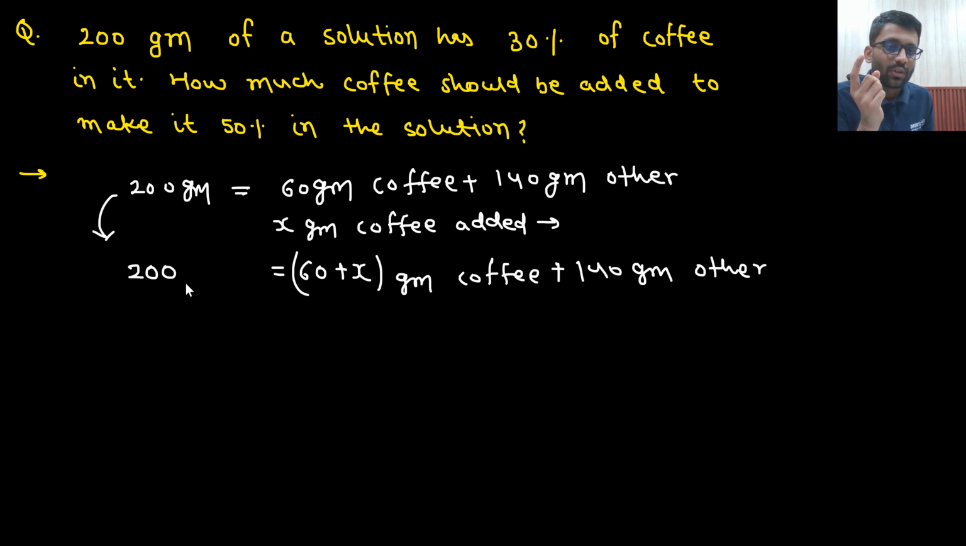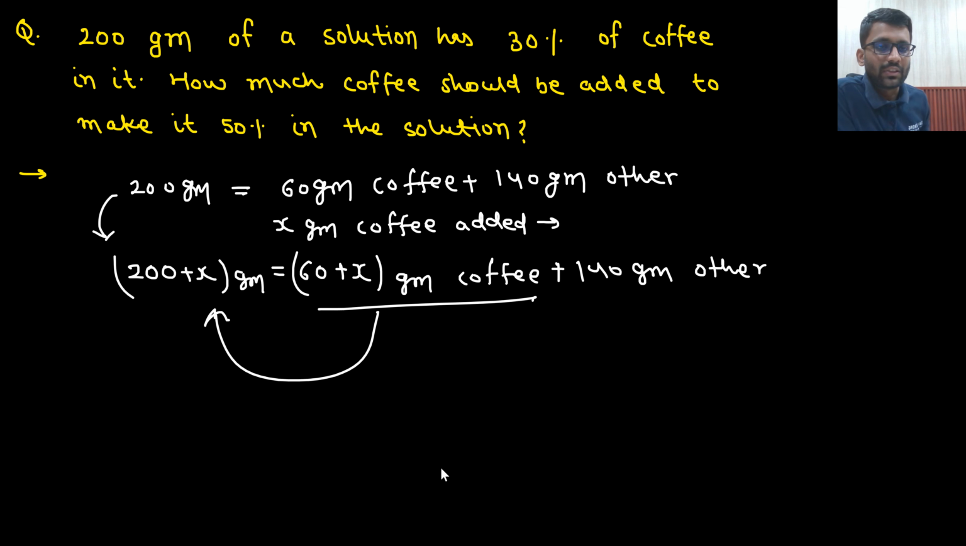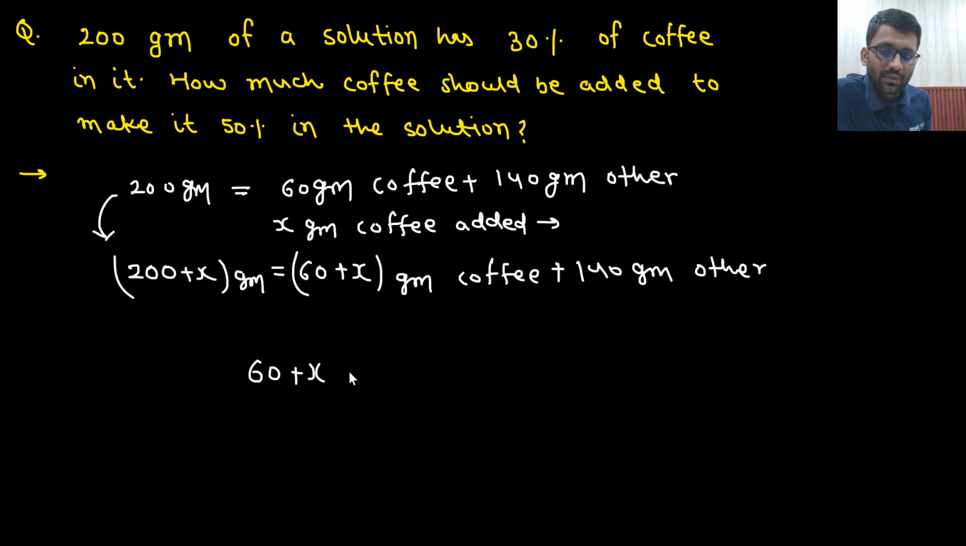Now what will be the total solution? Total solution will also increase, right? Say yes or no. Total solution will also increase. So in 200 gram of solution, this was the scene. Now this should be 50% of this. Basically 60 plus x should be 50% of 200 plus x.